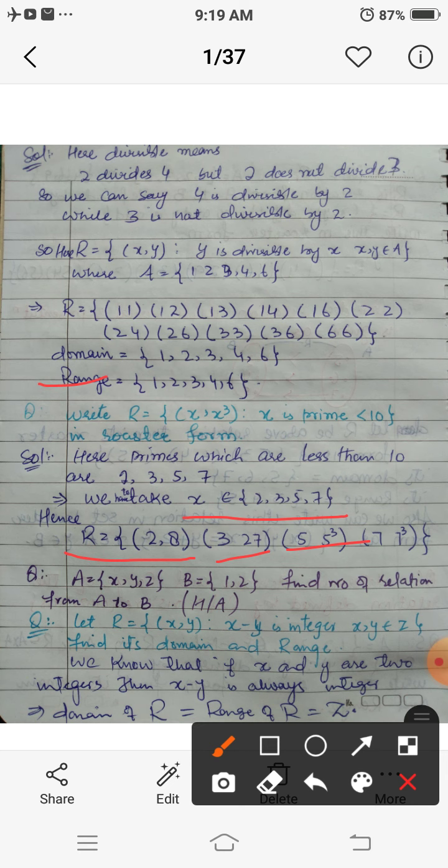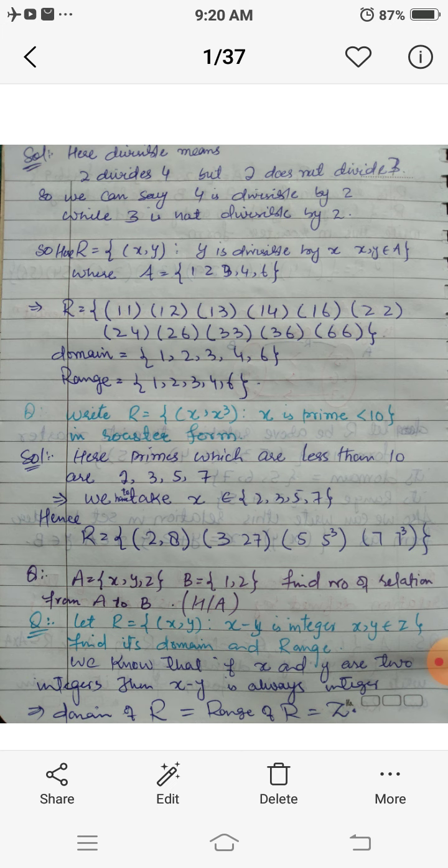You know that integer minus integer is always an integer. So this means that when we consider any integer at the first and the second place, it belongs to this R. So clearly it contains each and every ordered pair from integers. Hence the domain of this relation equals the range, which is simply the set of integers. So in this way we complete the exercise.